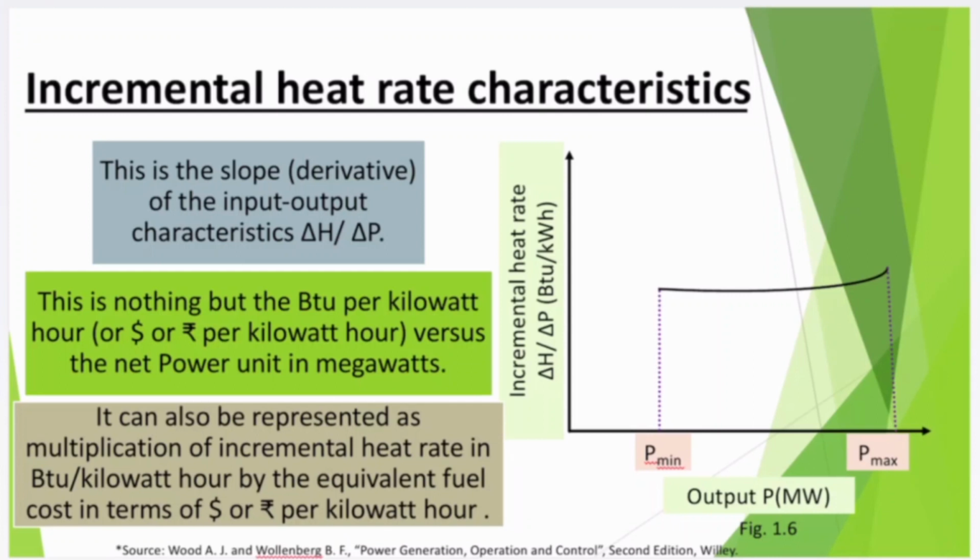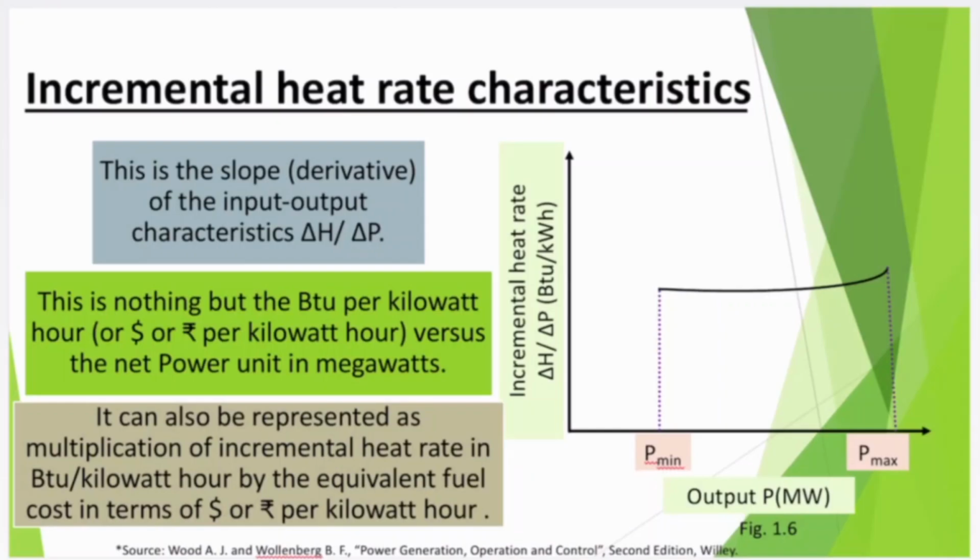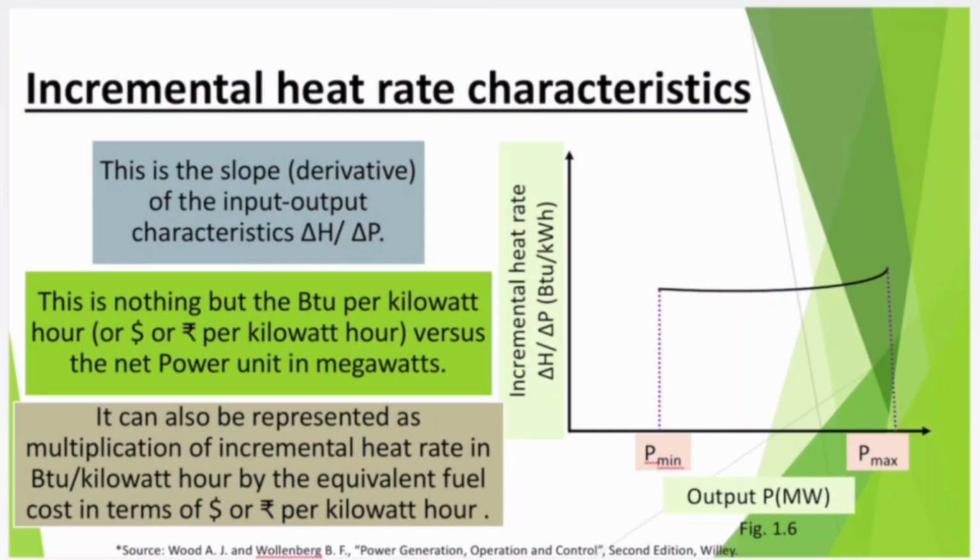If that characteristic is second order, for example AP square plus BP plus C, if you differentiate, you will get 2AP plus B. Am I right? So you can see this is a very linear type of characteristic in the incremental characteristic. This is nothing but BTU per kilowatt hour, that is dollar or rupees per kilowatt hour, versus the net power output in megawatt. It can also be represented as the multiplication of the incremental heat rate in British thermal unit per kilowatt hour by the equivalent fuel cost in rupees or dollar per kilowatt hour.